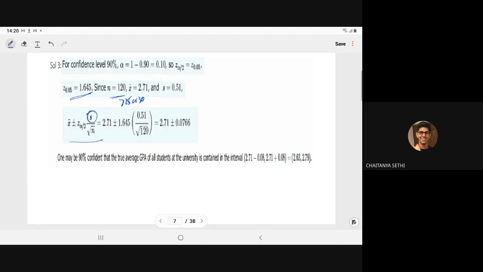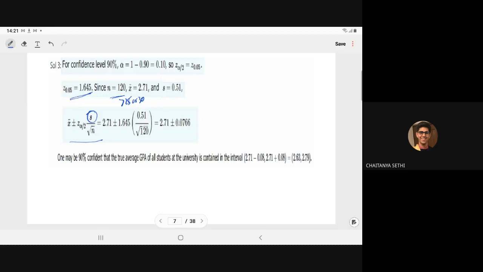So just put in the values. x bar is 2.71 plus minus z alpha by 2 which is 1.645, s is equal to 0.51, and n is equal to 120. So you will get the required confidence interval. One may be 95% confident that the true average GPA of all students at the university is contained in the interval 2.71 minus 0.08 to 2.71 plus 0.08, that is 2.63 to 2.79. So that is the confidence interval.